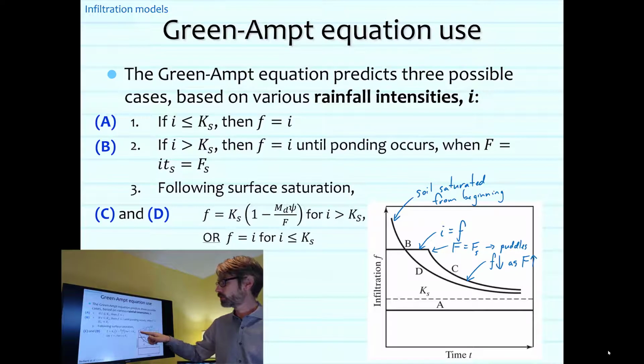All right, so this is our case where we have soil that's saturated from the very beginning. That's case D. Here the rainfall rate is equal to the infiltration, so whatever falls gets soaked up. Once we've reached a certain point where the soil can no longer keep up with the rainfall rate, we end up with a decreasing infiltration rate. And then this is the case where we have a very light rainfall, and so everything gets soaked up.